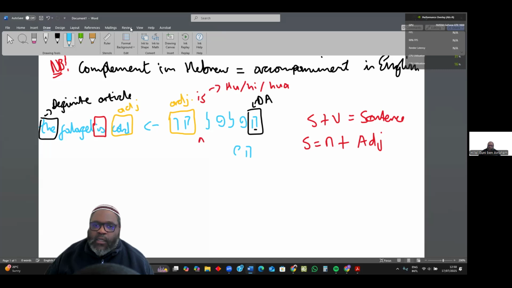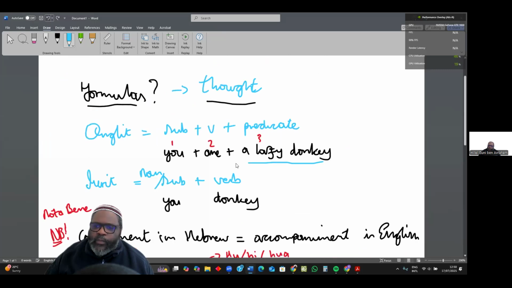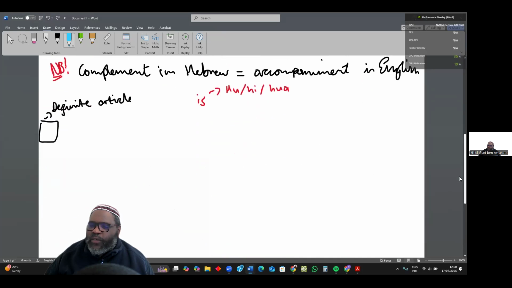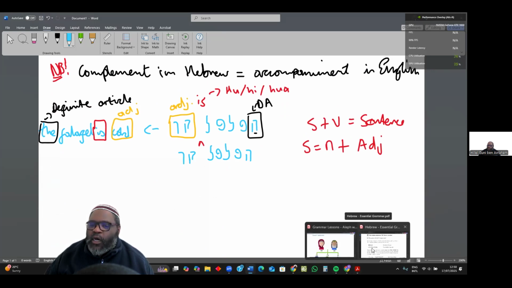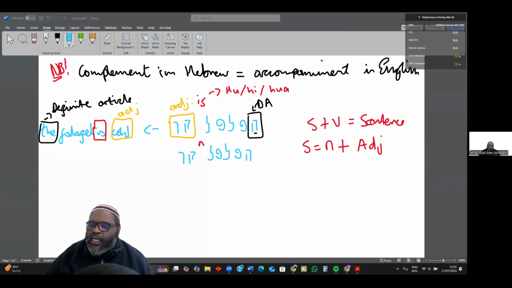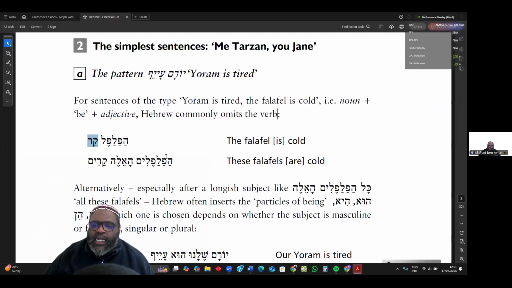Wait, other way around. My brain still wants to write from left to right. So let's go. Ha, fa, la, fel, kar. There's no nikudim, but I can read ha falafel because I've memorized both the construct and the pronunciation. The next sentence is ha falafelim ha'ele karim.